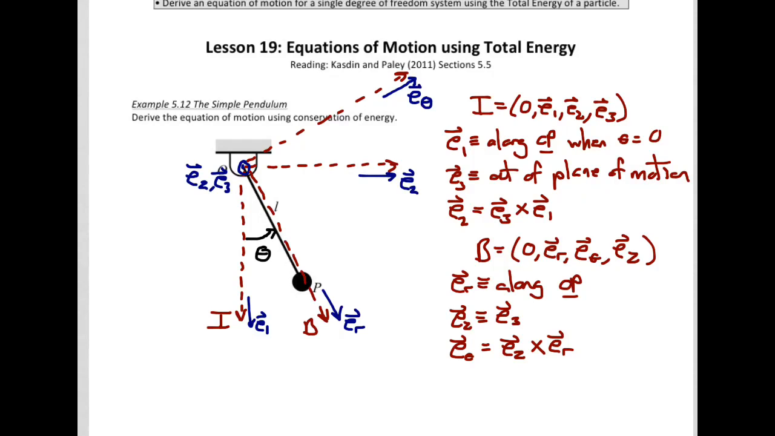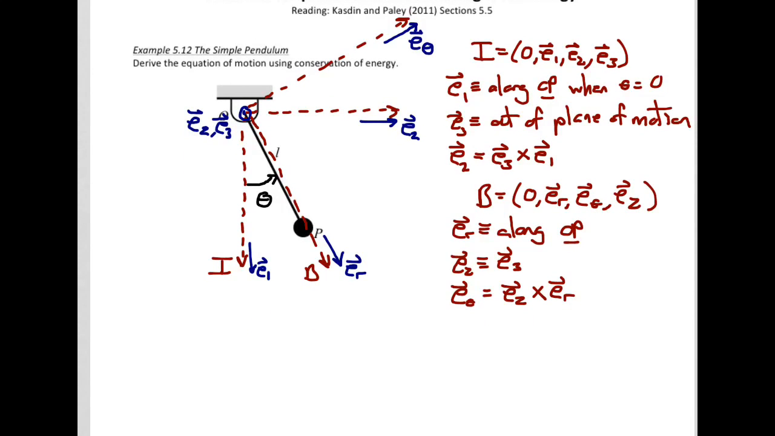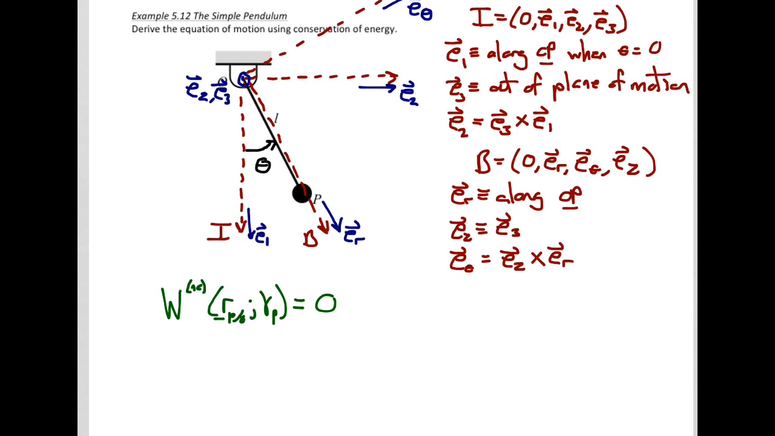Now, to apply this method, we need to determine whether energy is conserved, because we can only do this if energy is conserved in this system. We know well from the last lesson that energy is only conserved when the work due to non-conservative forces, on P with respect to O, along any path, is equal to 0. So we can calculate what this work is, and if it's equal to 0, we can apply this method.